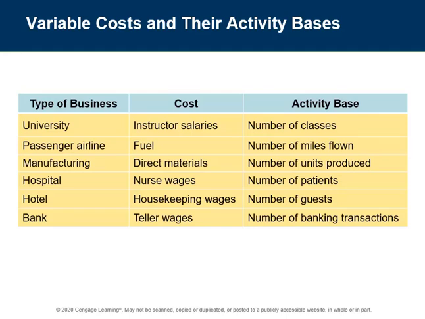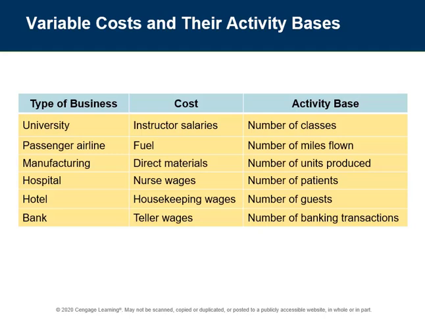And this just shows an example of different companies and what they might use as an activity base for their variable cost. But again, it's going to be those things that vary in direct proportion to the activity. To me, one that makes a lot of sense here, if we look at the hotel, housekeeping wages, it's going to be based on the number of guests. We're going to need twice as many housekeepers if we have twice as many guests and that sort of thing.